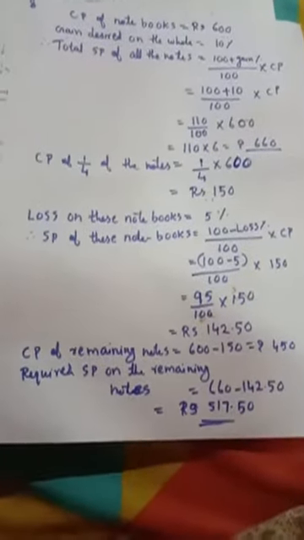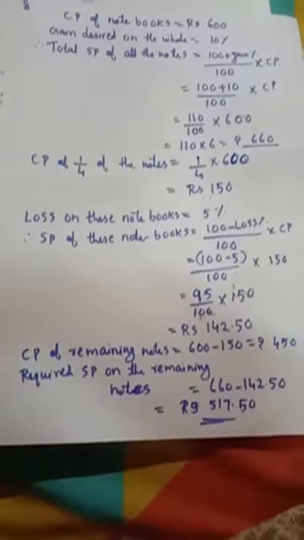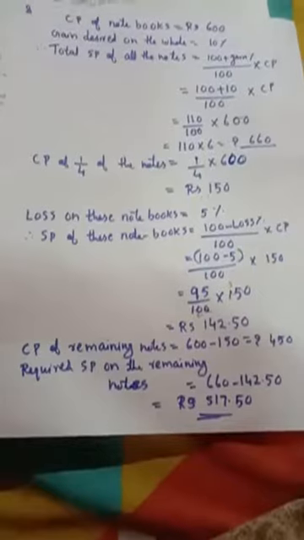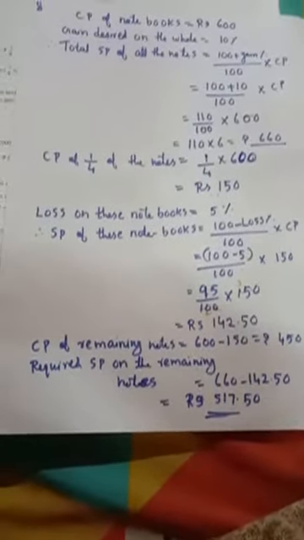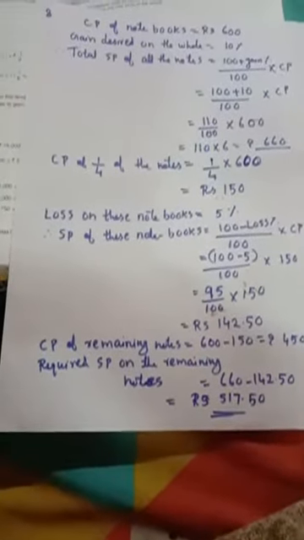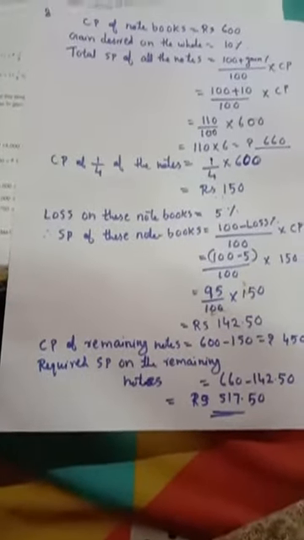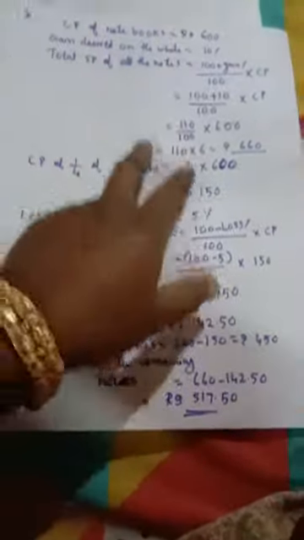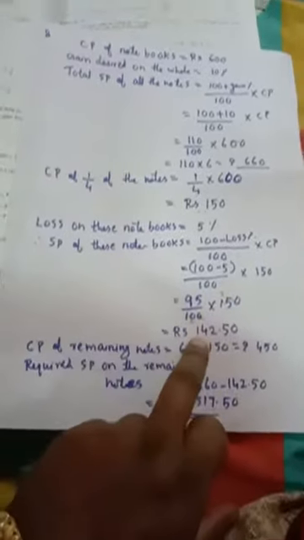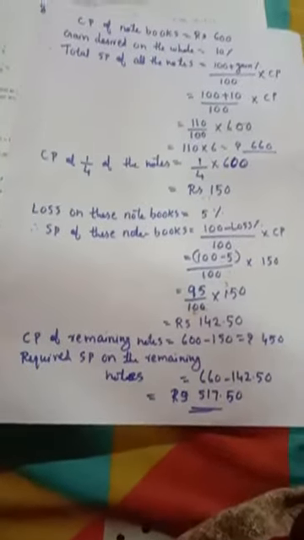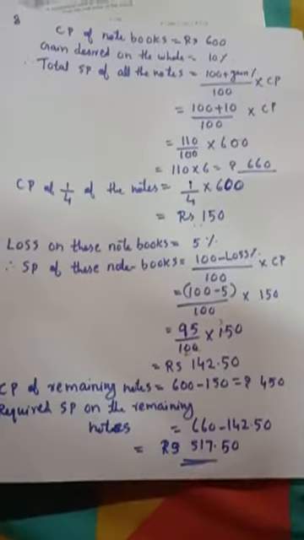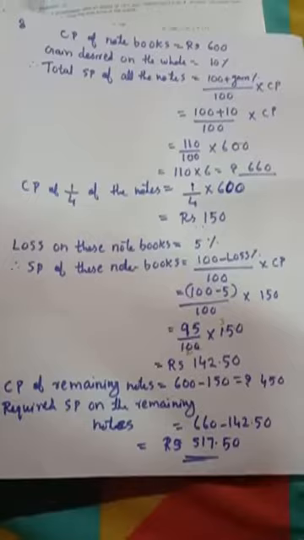Now the required SP on the remaining notes. How to find? Total SP minus SP of 1/4 of the notes. That is 660 minus, here total SP is 660, minus the SP of 1/4 which is 142.50. So we get 517.50. Clear?